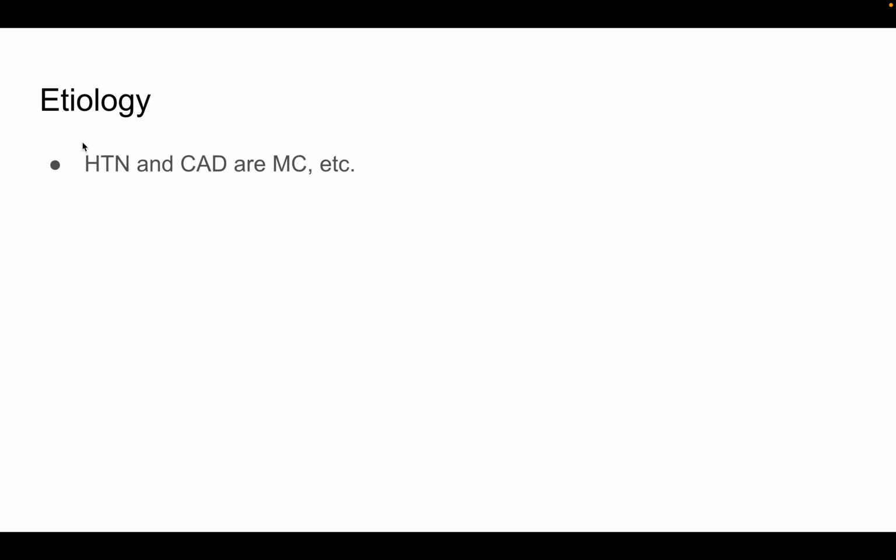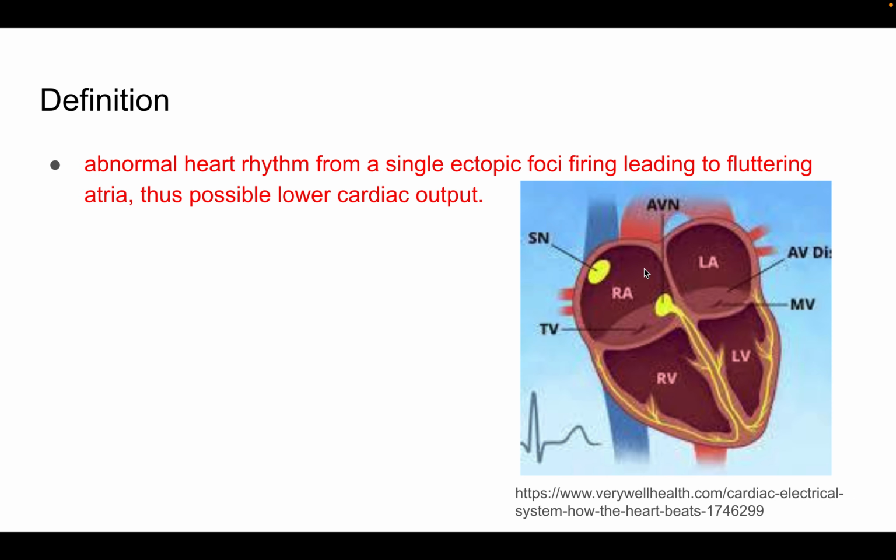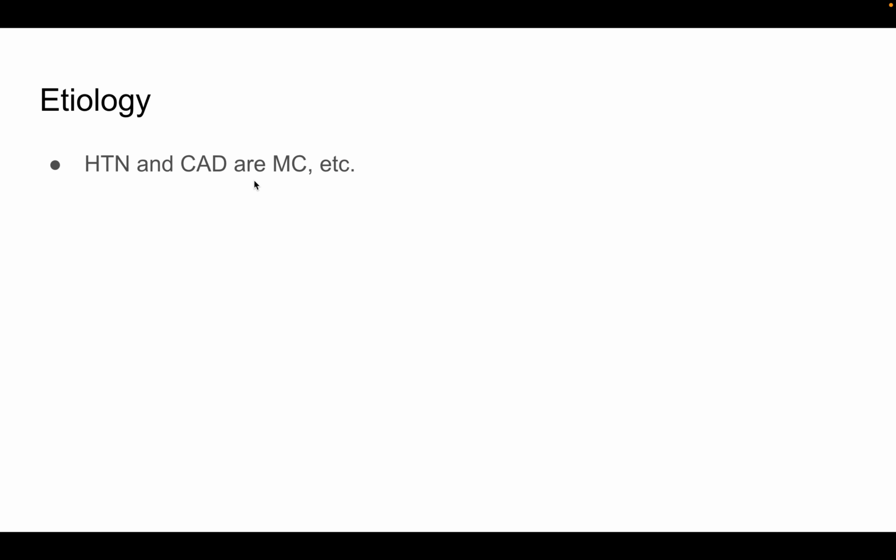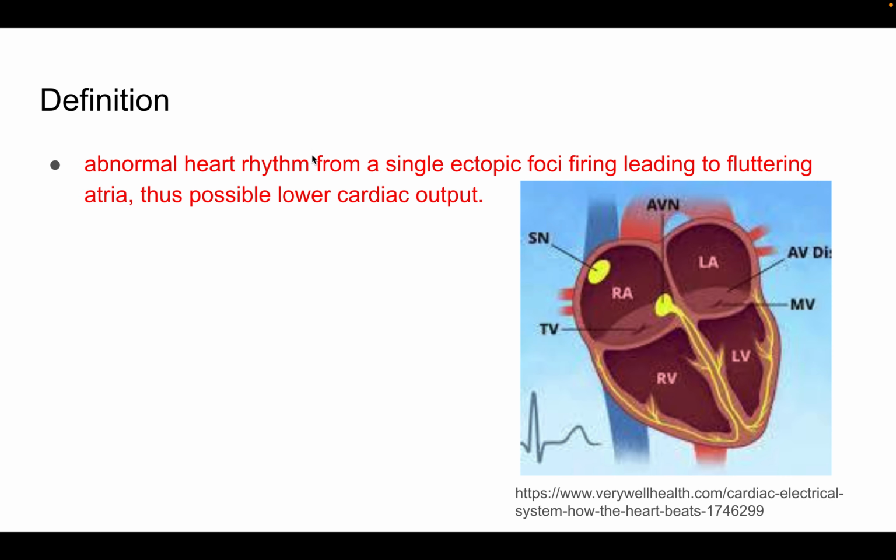So etiology for a flutter, it's not really high yield, but from what I've read, people with hypertension and coronary artery disease are most likely to have this. In my mind, I just see it kind of like AFib. You know, if this atria gets injured, if it's pumping and gets a big afterload, you have backup stretching, injury, and fibrosis from an MI, that's kind of what I think of. But this is not super high yield. You do need to know this definition, though.